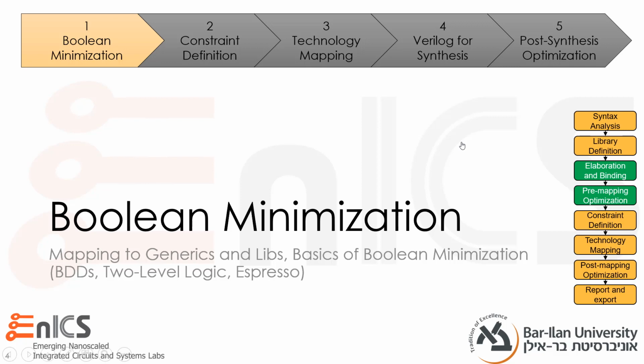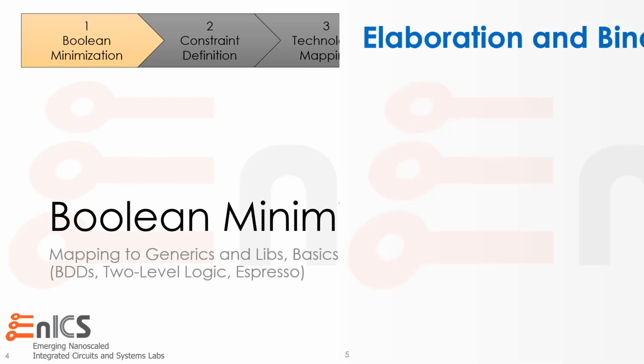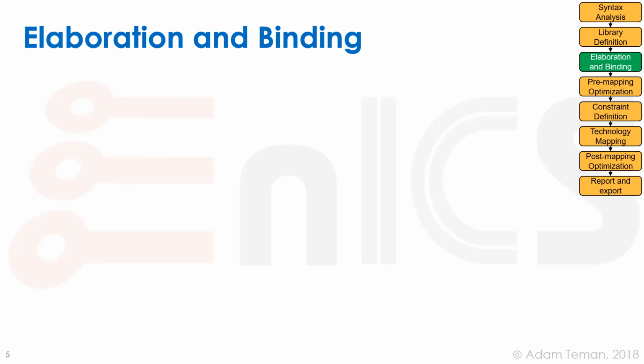So we start with Boolean minimization. This includes mapping to generics and libs, basics of Boolean minimization, BDDs, two-level logic, and Espresso. Thanks a lot to Rob Rutenbar, who gave a great course on Coursera, which I based a lot of my stuff on. So the next stage in our flow is elaboration and binding.